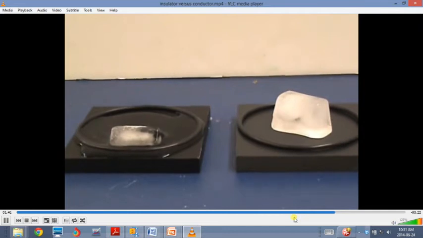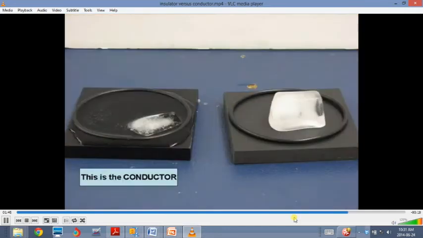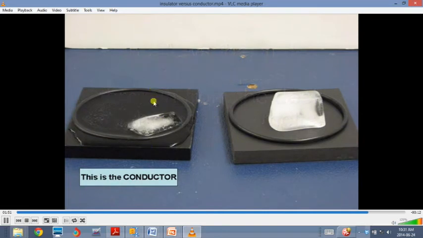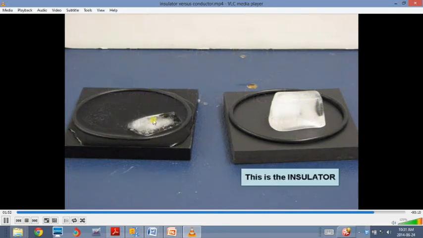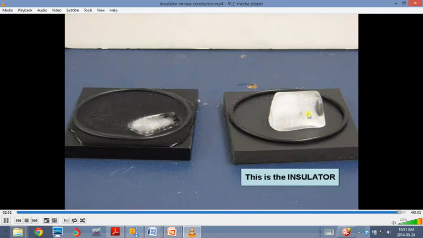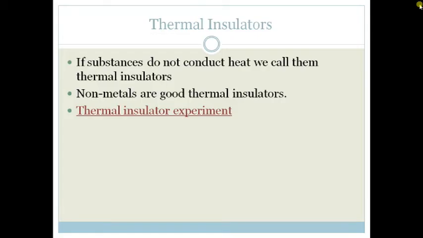Remember that insulators do not conduct heat. So the one that was allowing the ice to melt was actually the conductor, because it was letting the heat conduct from the table. Whereas this one was insulating the heat. It didn't allow any thermal energy to pass from the desk to the ice. So we can see that there's a big difference between a thermal conductor and an insulator.